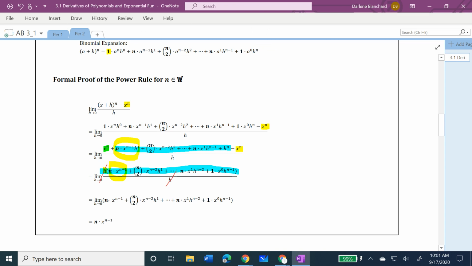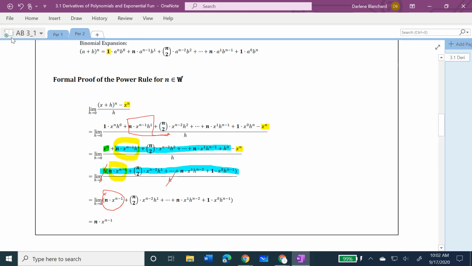And then I end up with just that piece highlighted in blue, but without the h. And what do you know? Somebody right there shows up that's very important, because when I plug in 0 for all of the h's, every single term has h except for that one, which happened to be the second. There you go, the second term of that binomial expansion with the h factored out. Boom, power rule, powerful, beautiful.